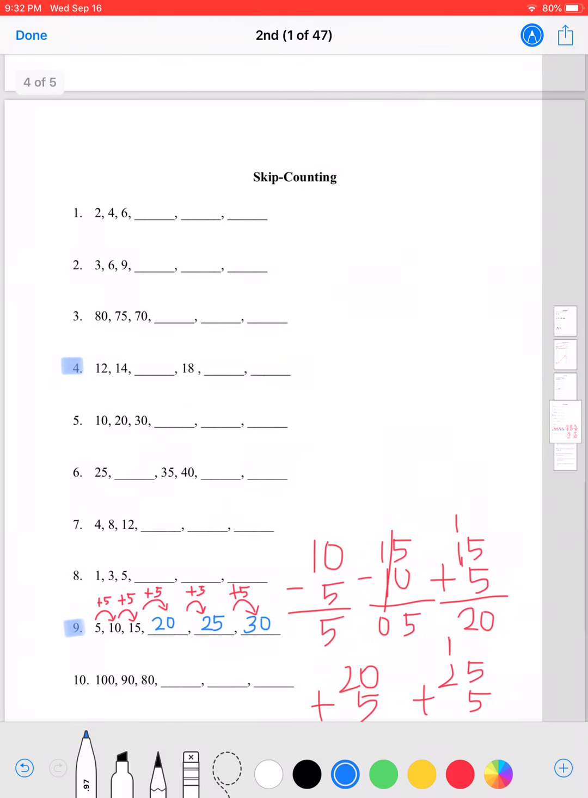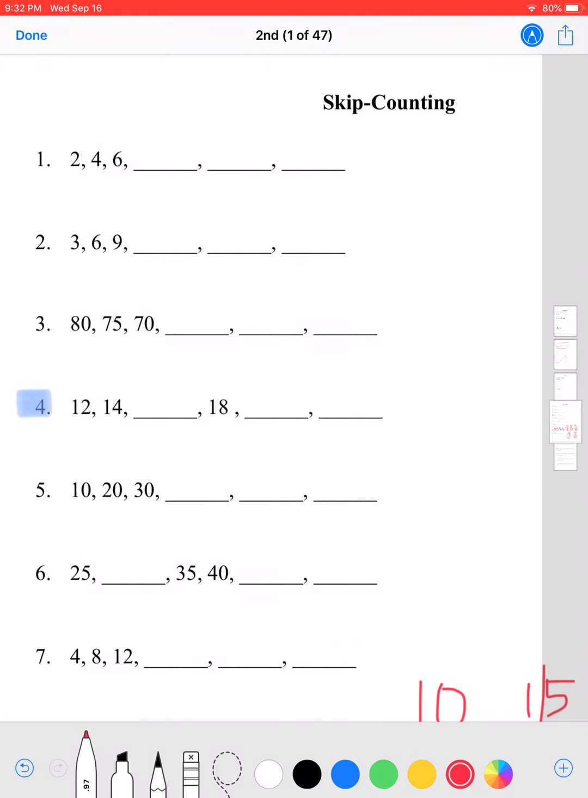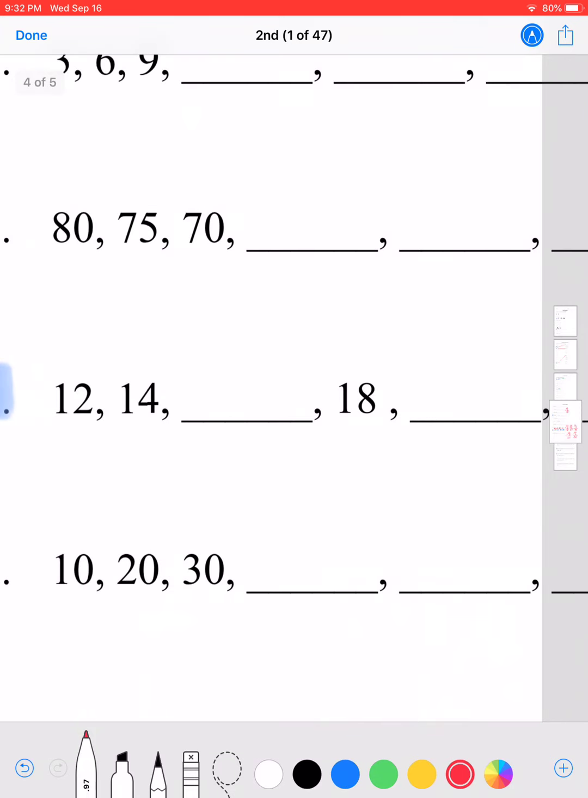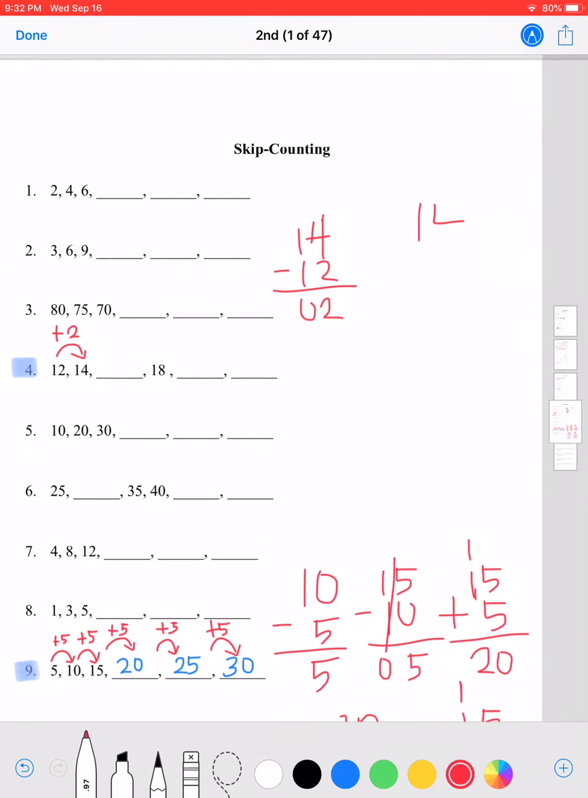Now we'll go back to number 4. We have 12, 14, blank, 18, and blank, and blank. So we're going to find the difference between 14 and 12 to find out the pattern. So 14 minus 12, we're going to do 4 minus 2, which is 2, and the 1 minus 1 is 0. So we know that we're going to be adding 2 to each number. Let's do 14 plus 2. 4 plus 2 is 6. We have nothing under the 1, so we're going to bring it down. That's 16.